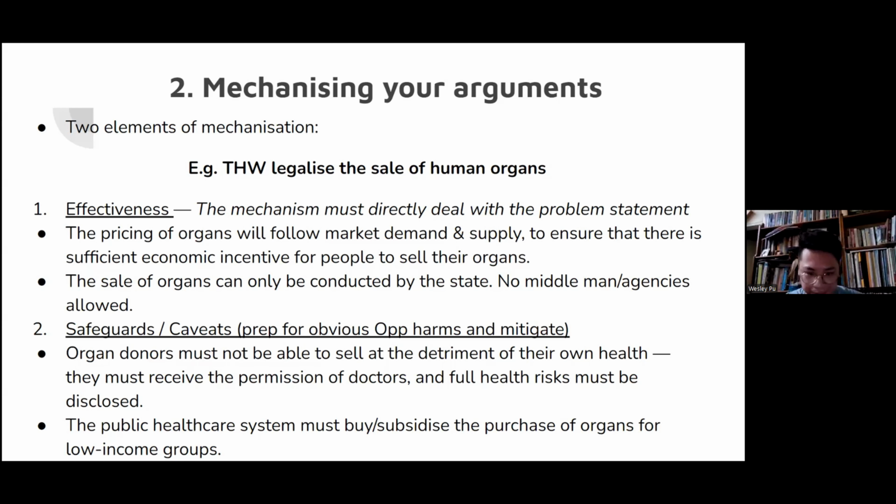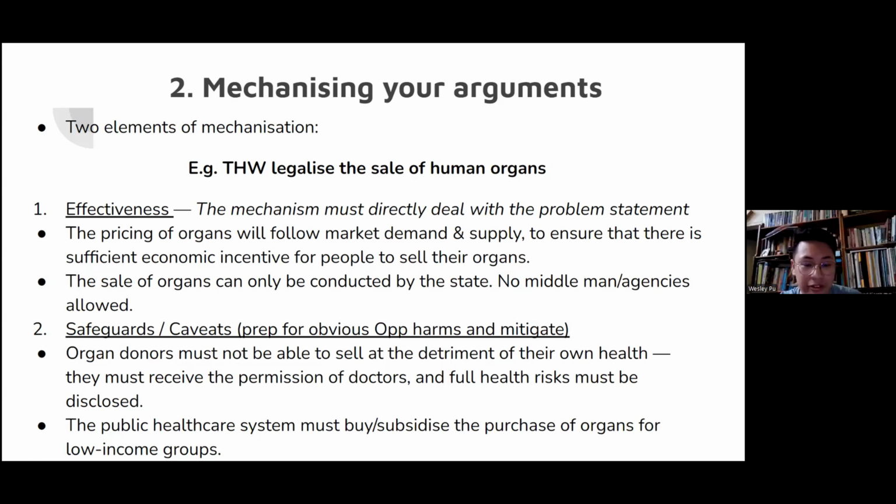For example, organ donors must not be able to sell at the detriment of their own health. They must receive permission from their doctors, and full health risks must be disclosed. That means if you want to donate an organ, you have to go to a doctor. The doctor will tell you all the risks of removing an organ from your body, and it can't be something like your heart, because then you'll die. So no, you're not able to donate your heart while you're still alive.